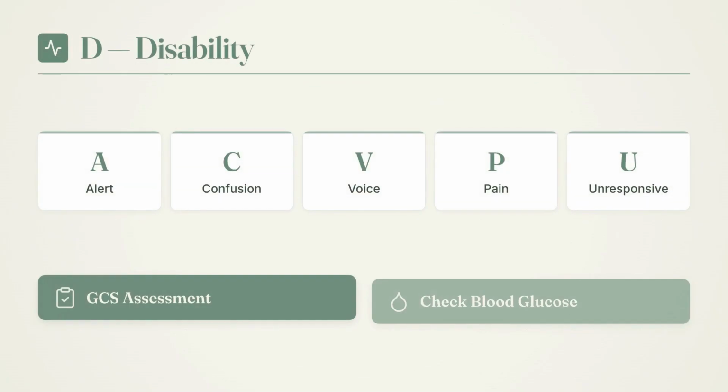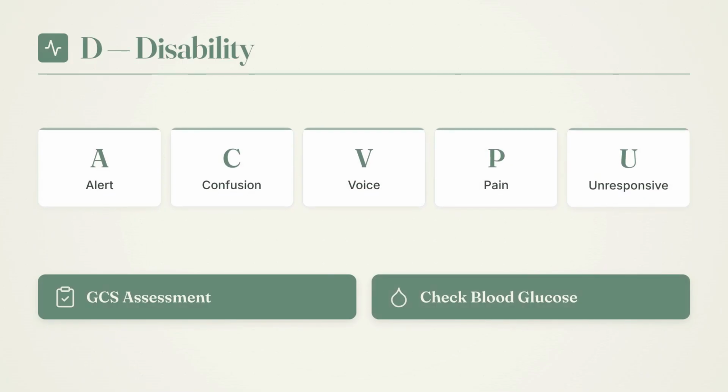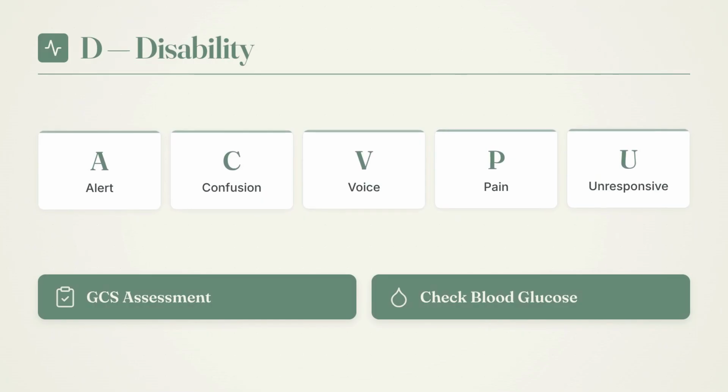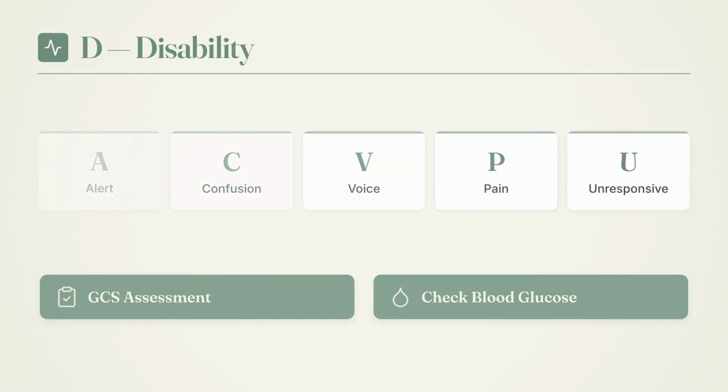Next is disability. Assess the patient's level of consciousness using ACVPU: alert, confusion, voice, pain, and unresponsive. Assess pain and consider urine output. Blood glucose should be checked if indicated. If a neurological assessment is required, you may also be asked to use the Glasgow Coma Scale, or GCS.